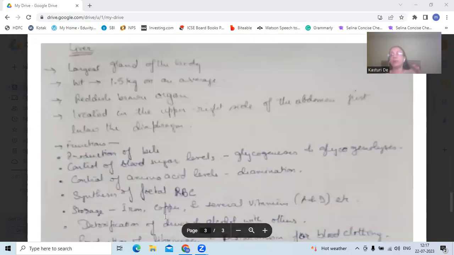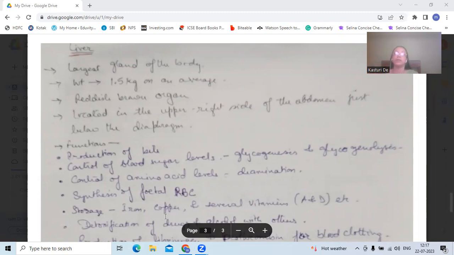Then this is about the large intestine, absorption and assimilation of food. Now we come to the liver. What is the liver? The liver is the largest gland of the body. It weighs about 1.5 kg on average. The color of this organ is reddish brown. It's located in the upper right side of the abdomen, just below the diaphragm.